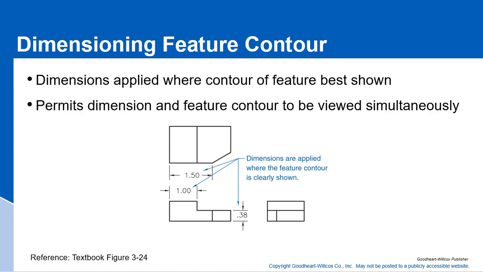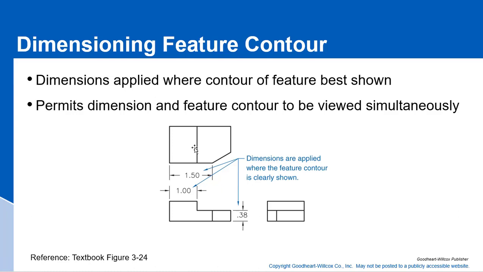Here's a good tip: dimensions applied where the contour of the feature is best shown. For instance, this 1.5 inch dimension shows that this is clearly an angled surface off of this part. If we tried to dimension that 1.5 inch dimension in this view down here, it's not giving us the clearest picture that we could get. By putting that dimension up here and attaching it to this upper view, that's where you get the best representation of it.